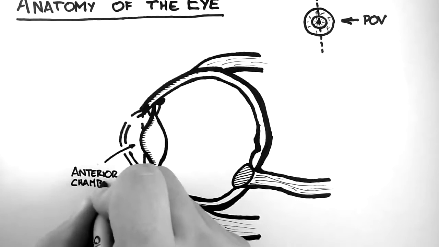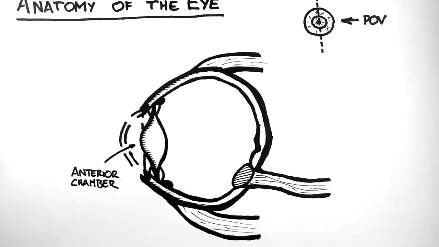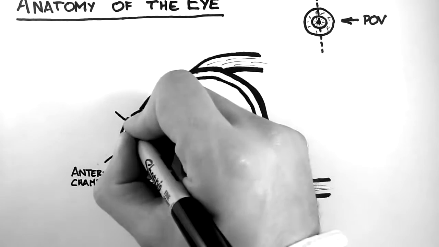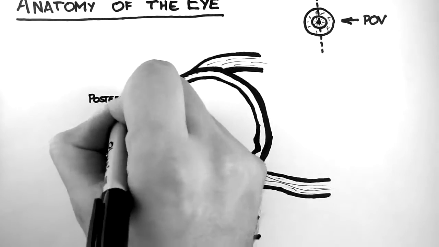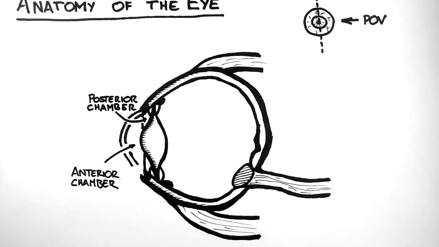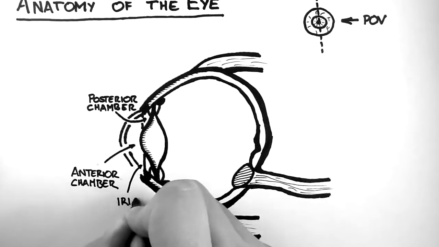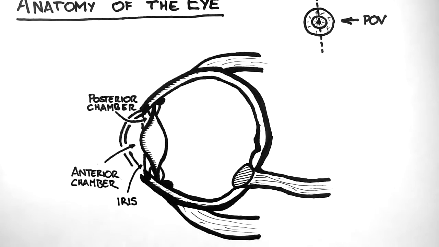The anterior chamber is this space at the front of the eye here. And just behind it, we have the posterior chamber. These two chambers are filled with a fluid called the aqueous humor. The anterior and posterior chambers are separated by the iris, which is the coloured part of the eye. The lens then sits in behind the iris and forms the posterior wall of the posterior chamber.